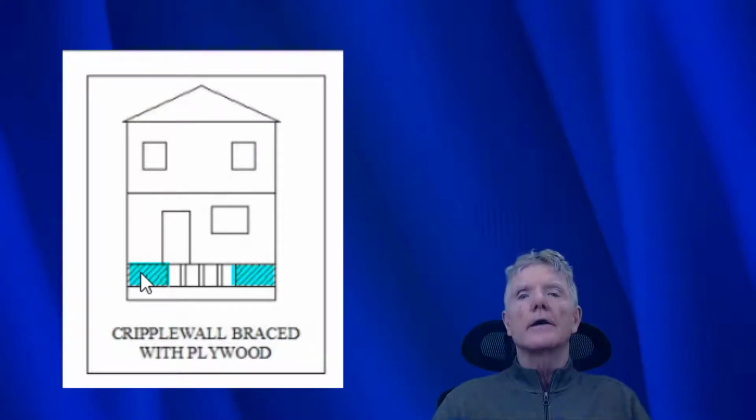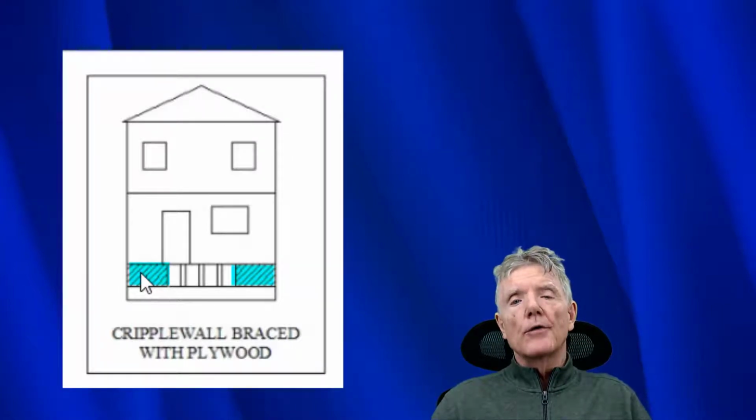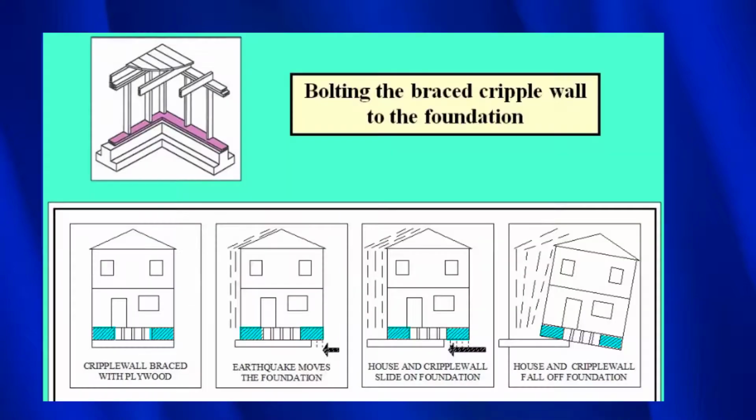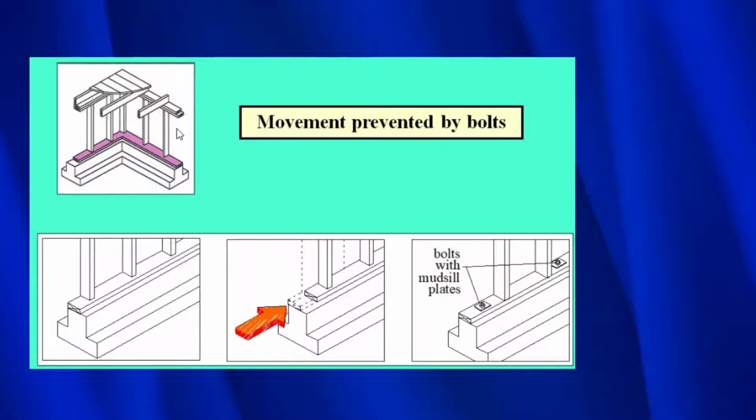The engineering calculations behind FEMA P1100 tell us exactly how much plywood we need, and we'll go into that in another video. Now that we have braced the cripple wall with plywood on each end, when the earthquake force moves underneath, the house will try to slide off the foundation. And as the earthquake continues, it'll slide more and more until it falls off. Now, the only way to fix that is to bolt the cripple wall to the foundation.